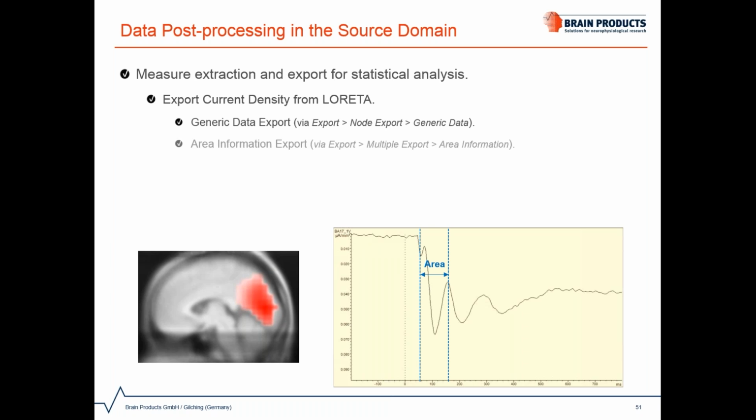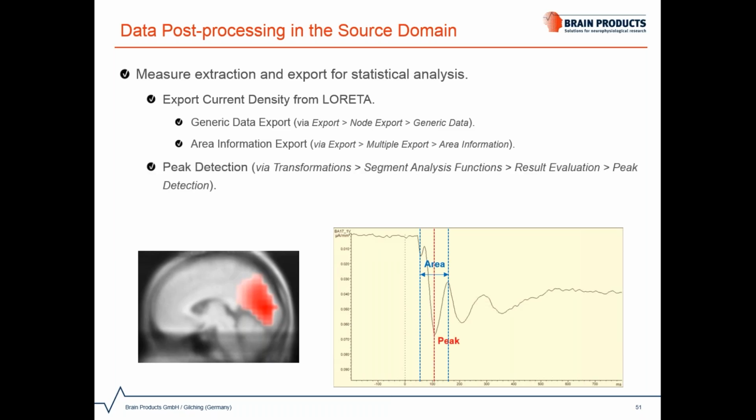And if you intend to export the area information or the mean activity around the strongest source signal, you can use the area information export. You might be interested to detect the peaks of the strongest source signals. So to do that, you can apply the peak detection transformation. And to export the values corresponding to the detected peak, you can use the peak information export module.